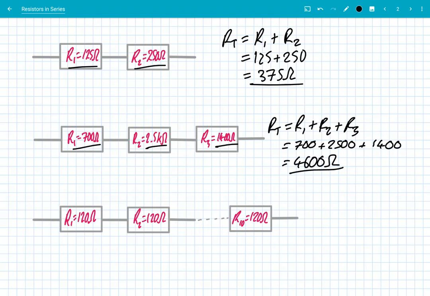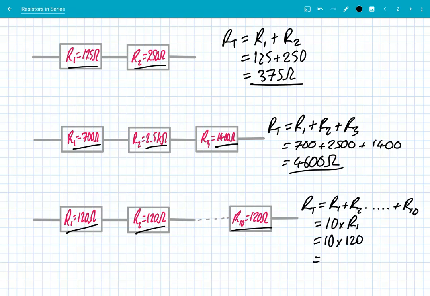Finally, we've got 10 resistors that are each identical, 120 ohms each. We've got R1 is 120, R2 is 120, and all the way up to 10 resistors, each of 120 ohms. So we could write RT is equal to R1 plus R2, and we go all the way up to plus R10. But I can simplify that and just say it's 10 times R1 because they're all identical, which is 10 times 120, which is 1,200 ohms.